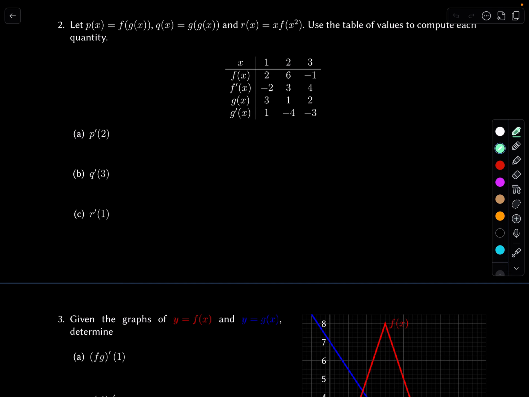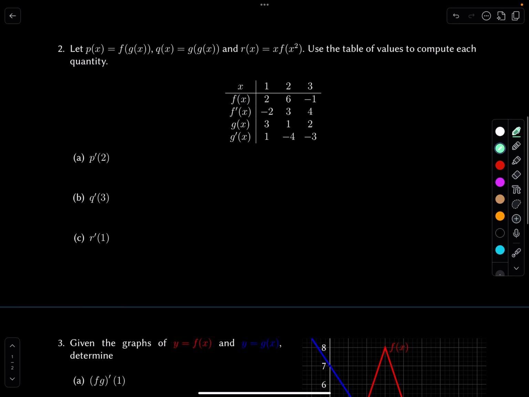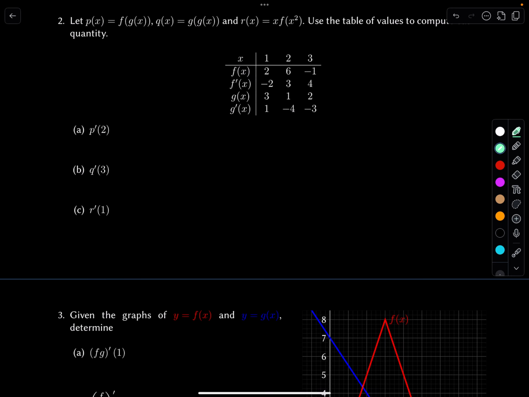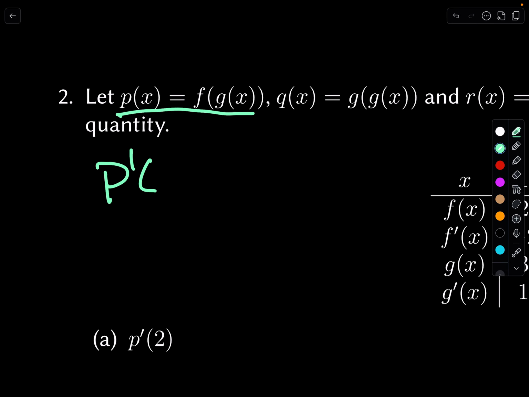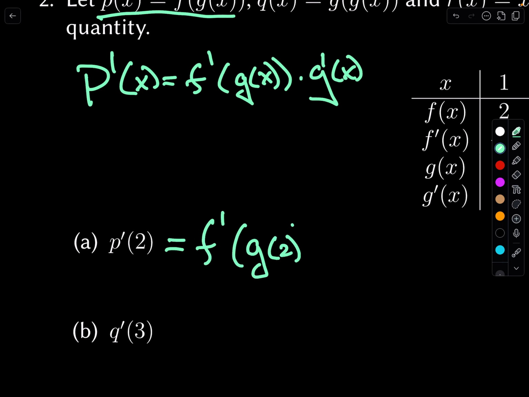Someone wanted me to finish this because apparently the entire recitation was doing all of this stuff up here, which was painful. So let's take a look at this. Make sure that this makes sense. P of x is equal to this, so P prime, we're using the chain rule, is going to be f prime evaluated at g times g prime of x. And so P prime of 2 is f prime evaluated at g of 2 times g prime of 2.